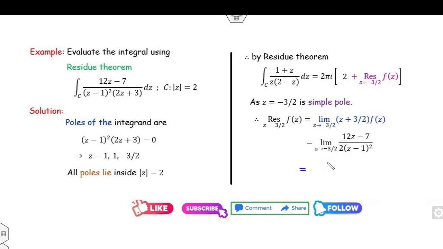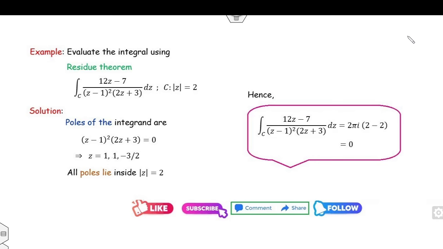This number will be minus 18 minus 7, z is equal to minus 3 by 2. It's minus 5 over 2 whole square. So that is minus 25 over 2 into 25 into 4. The answer will be minus 2, which is correct. Now substitute both the answers at the given point: 2 minus 2, the answer will be 0, which is the correct answer.